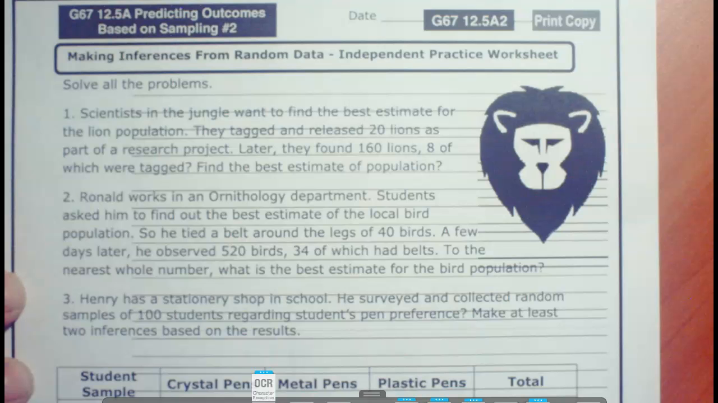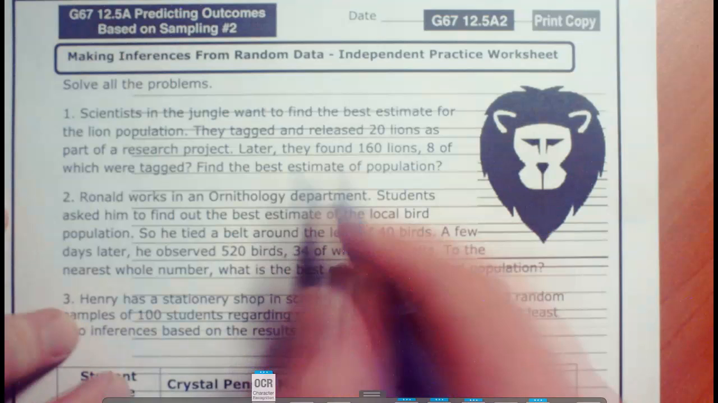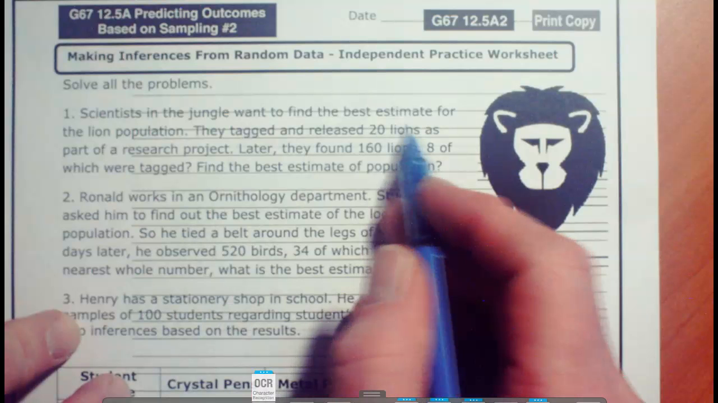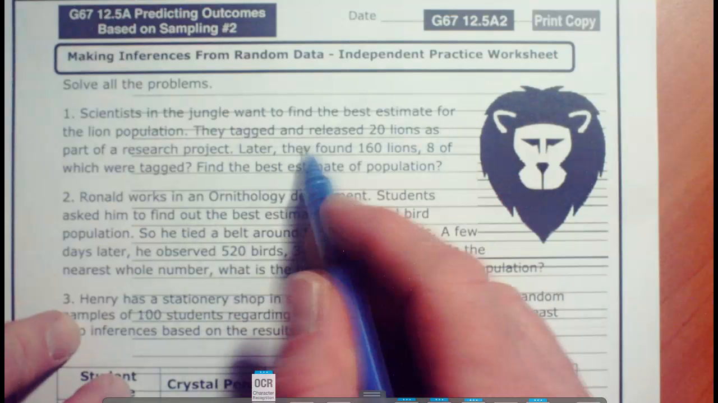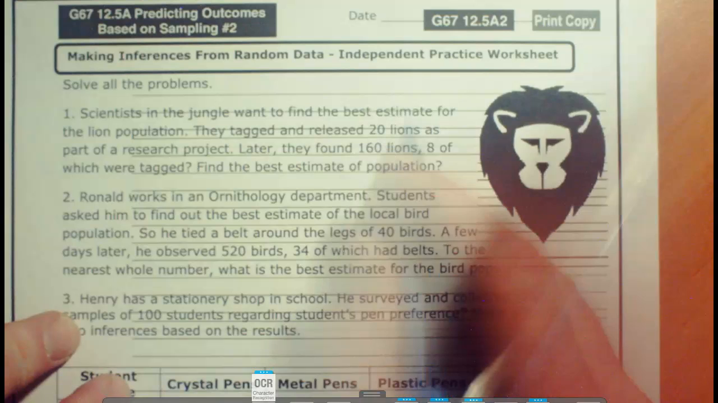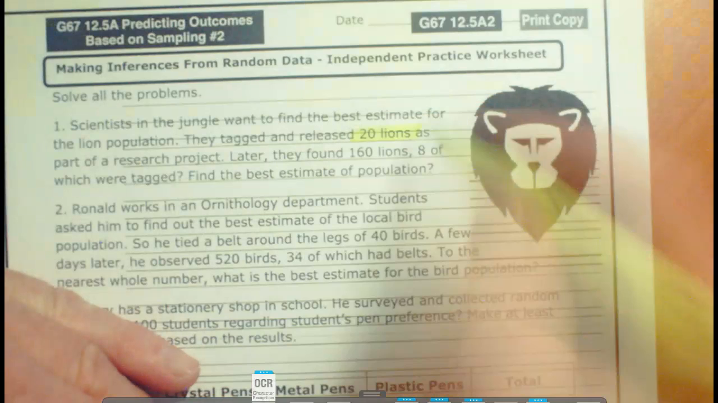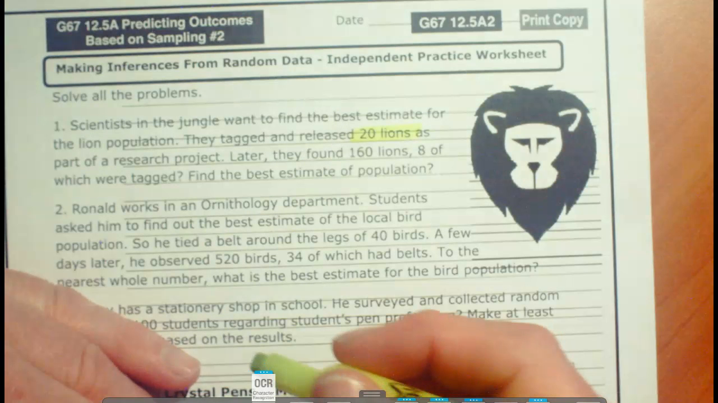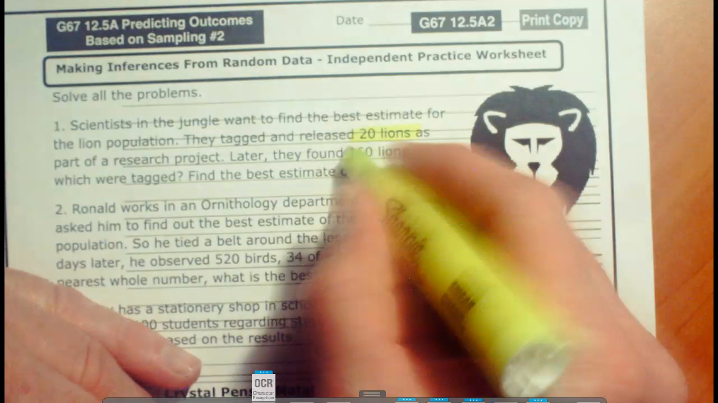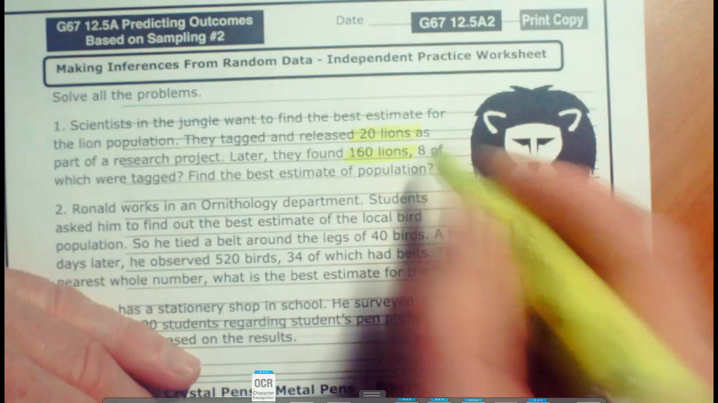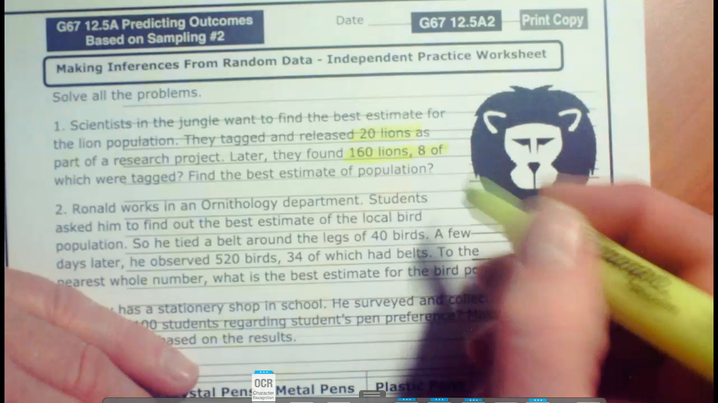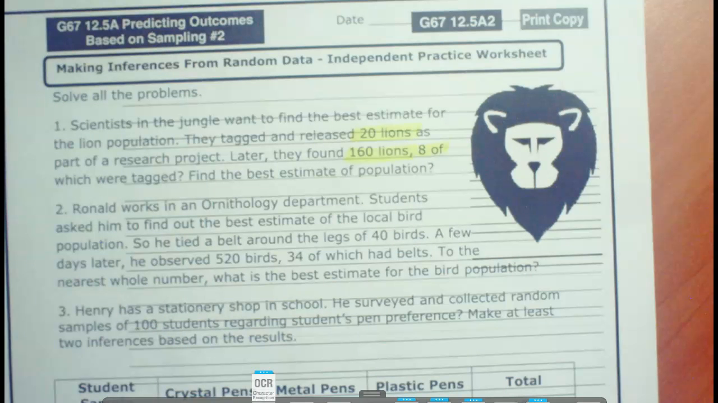sampling to predict some outcomes here. So scientists in the jungle want to find out the best estimate for the lion population. So they tag and release 20 lions as a part of the project. Later, they found 160 of the lions, 8 of which are tagged. Find the best estimate of the population.